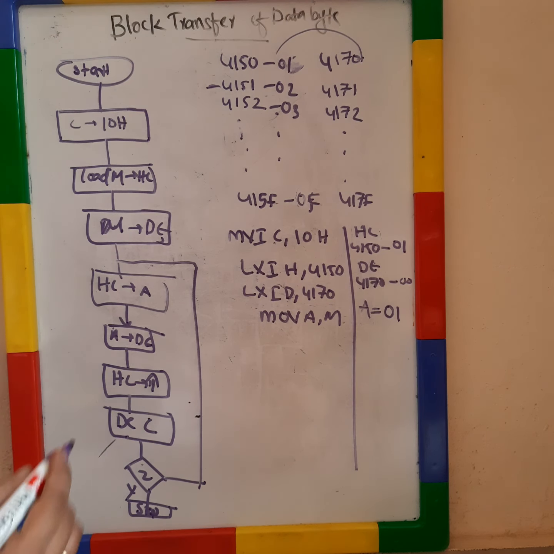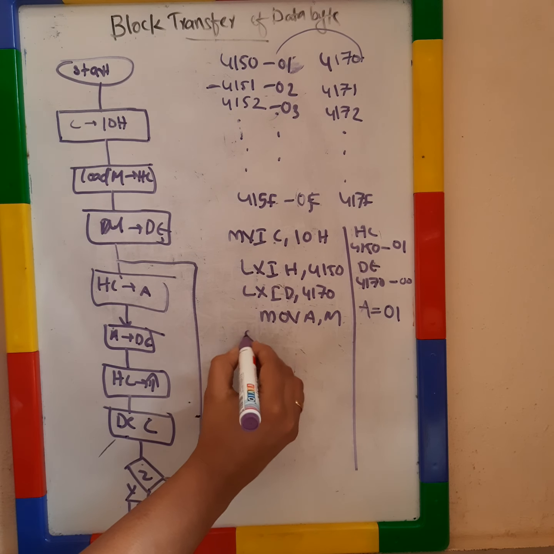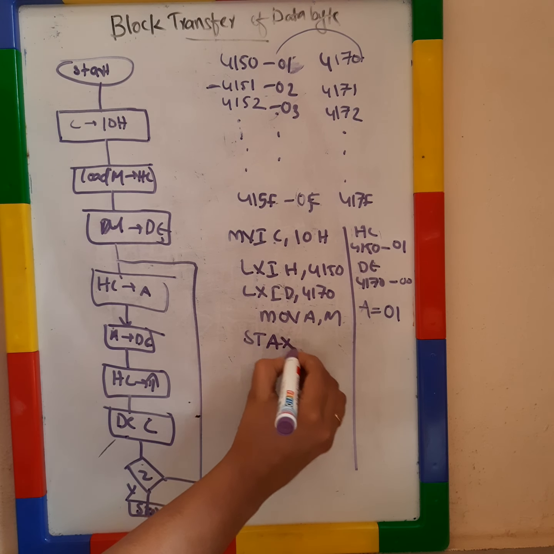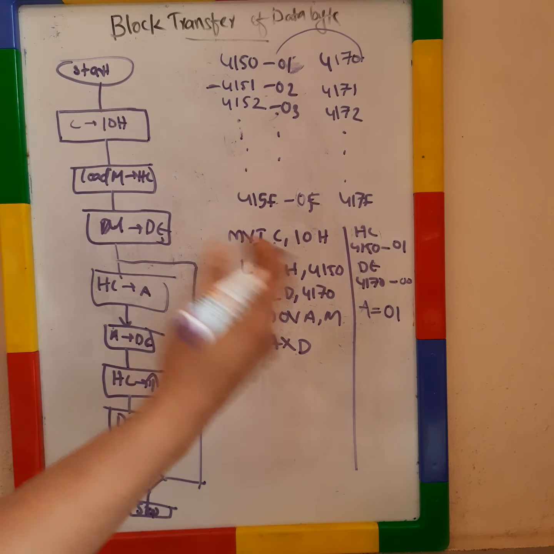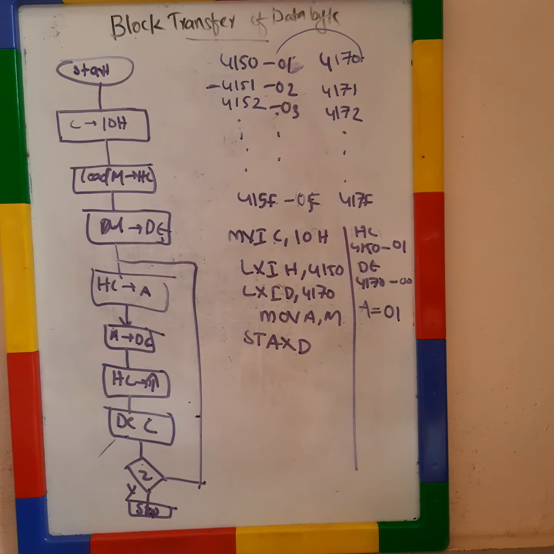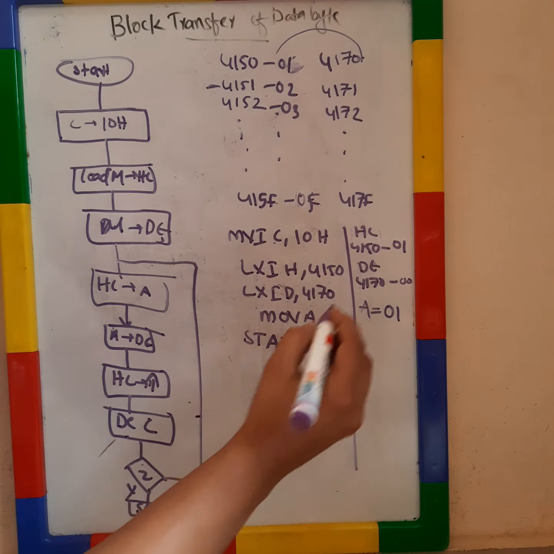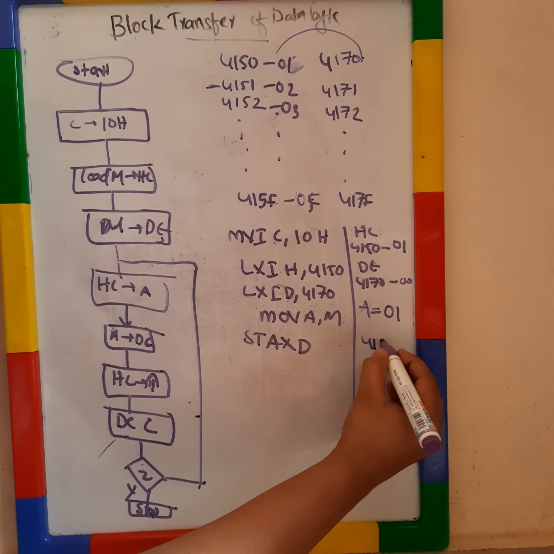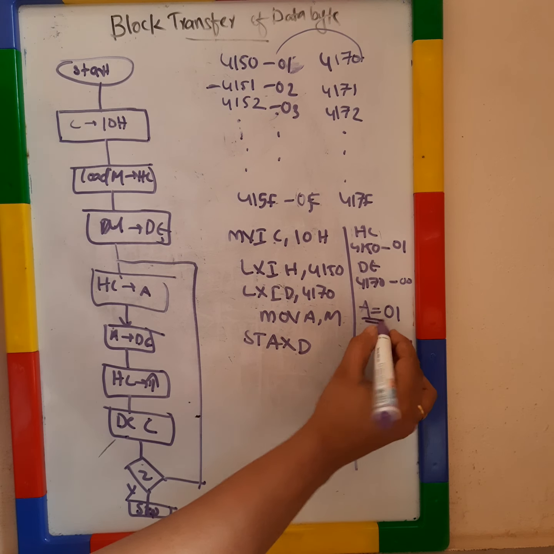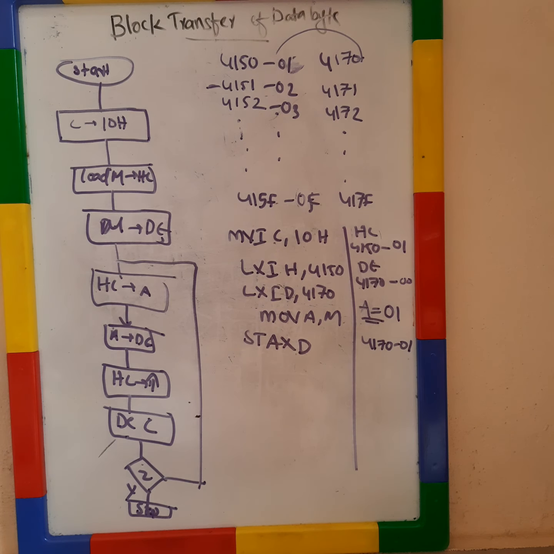So for that we will use the instruction STAX D. That means it will store the data of the accumulator into the location pointed by the DE register pair. And what is now in the DE register pair? It contains 4170, so after this instruction 4170 will contain 01. That means the accumulator data is copied into 4170.